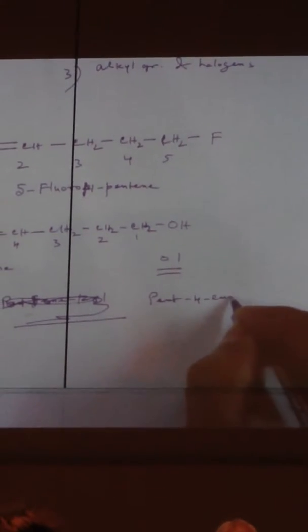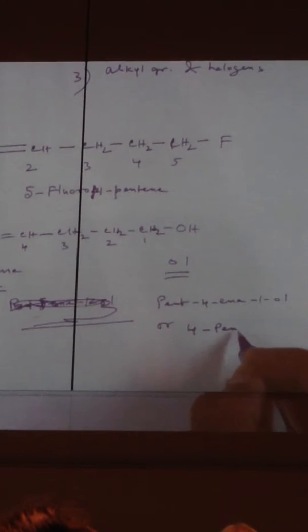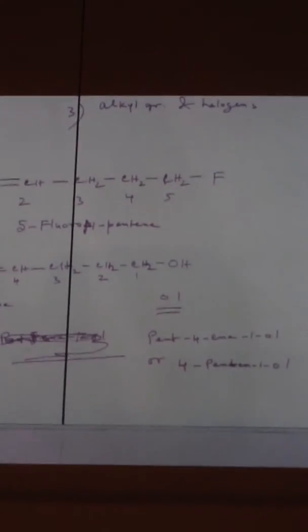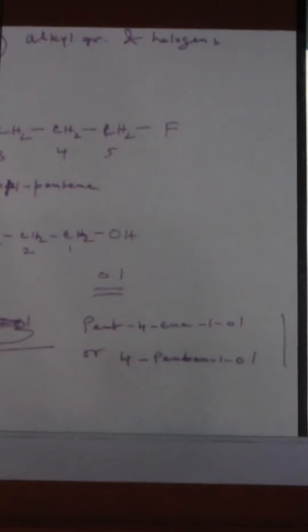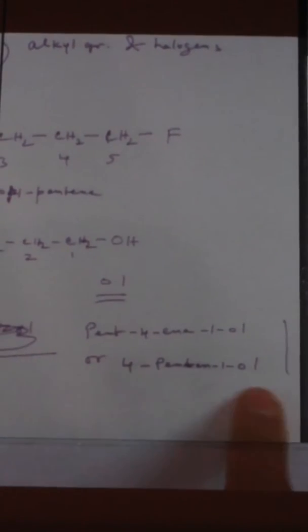Oh, sorry. This should be 4. We need that. Pent-4-en-1-ol, or 4-penten-1-ol. Either name is acceptable. The first name, this nomenclature, was introduced in 1993. From the 70s we used the other one, 4-penten-1-ol.